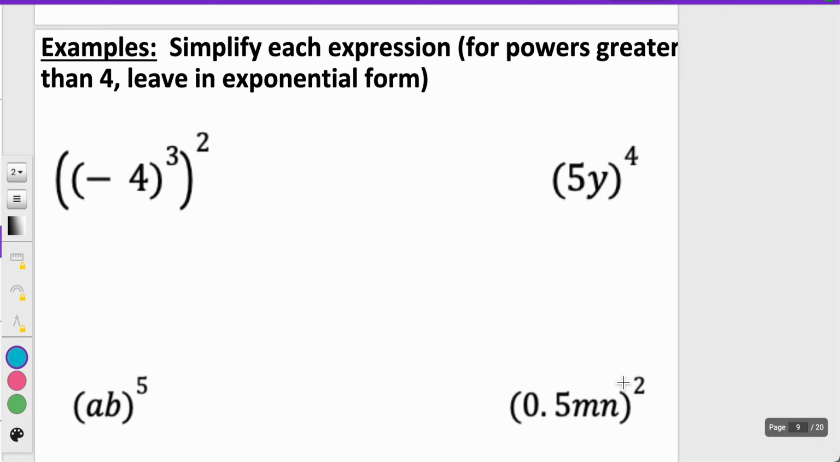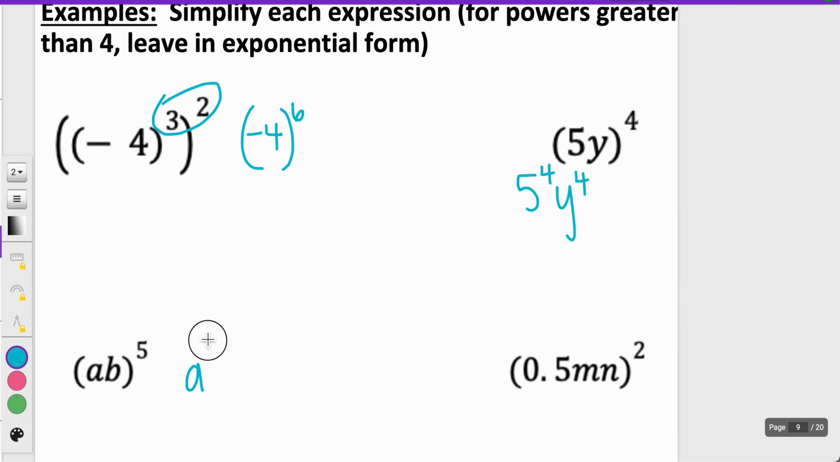Almost done here. We've got a few more to look at. This first one, I've got negative 4 to the third power, then to the second. So again, just multiplying my two exponents. That would be negative 4 to the 6th power. Next, I have 5 to the 4th, y to the 4th. Third one I've got down here, a to the 5th, b to the 5th.